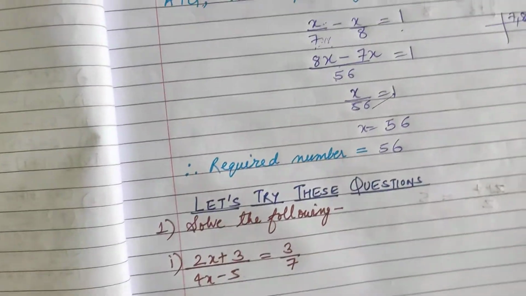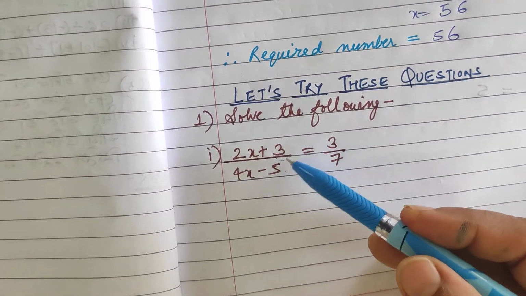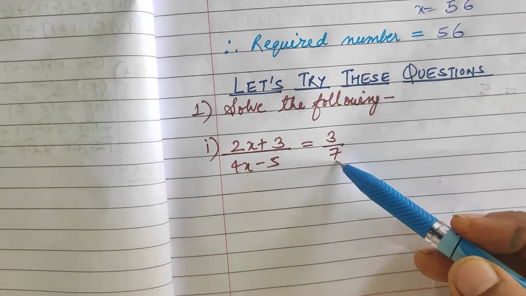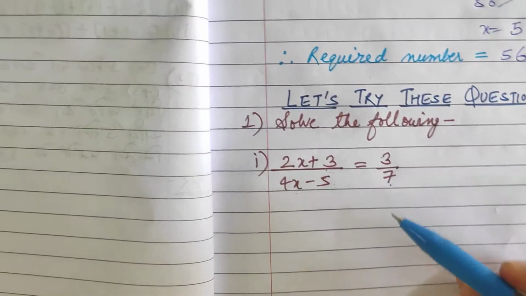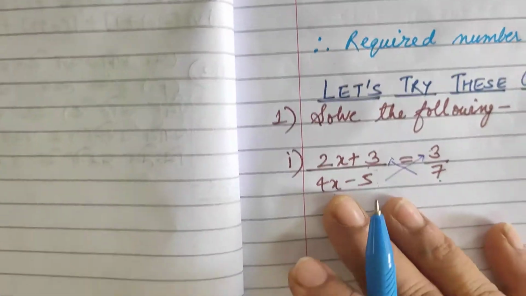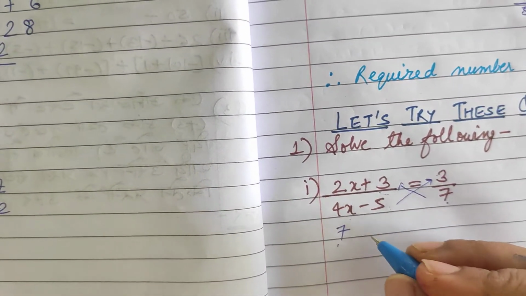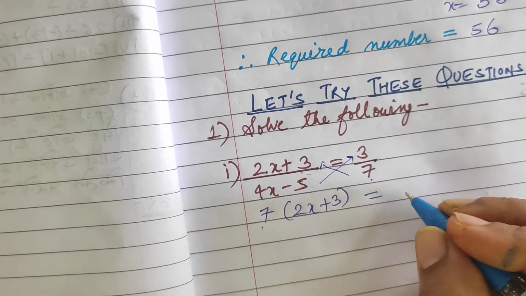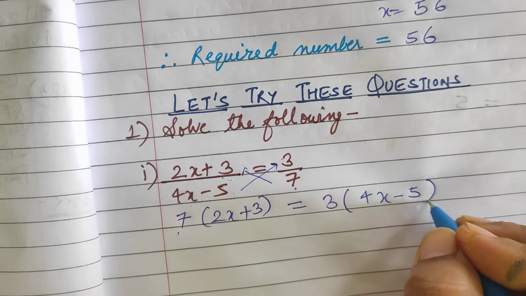Okay. Now let's try some questions. The first question is (2x + 3) divided by (4x - 5) is equal to 3 by 7. You all know, beta, how we have to solve it. It can be reduced to linear form by the method of cross multiplication. So we are cross multiplying it. So 7 will be multiplied by 2x plus 3, and this will be equal to 3 multiplied by 4x minus 5.